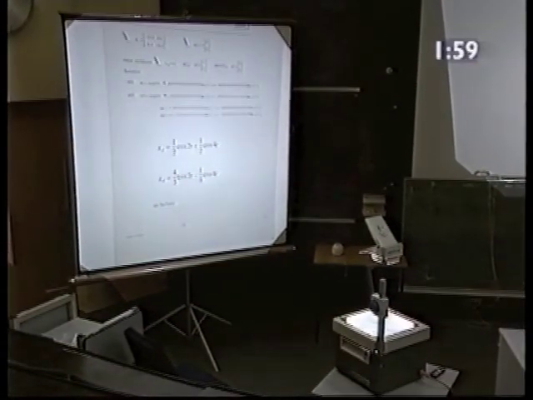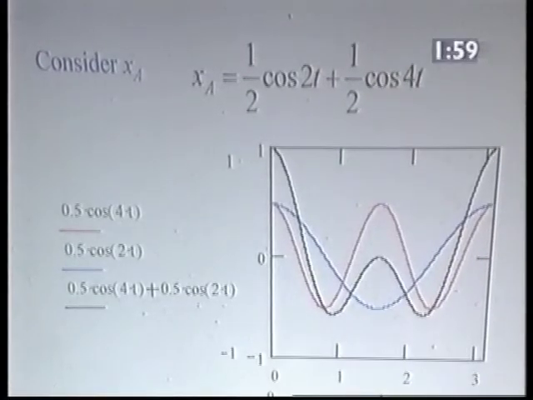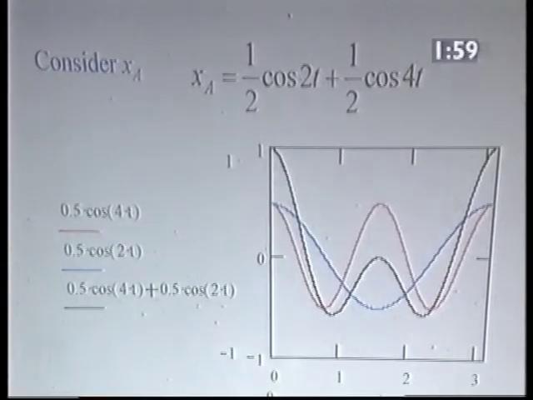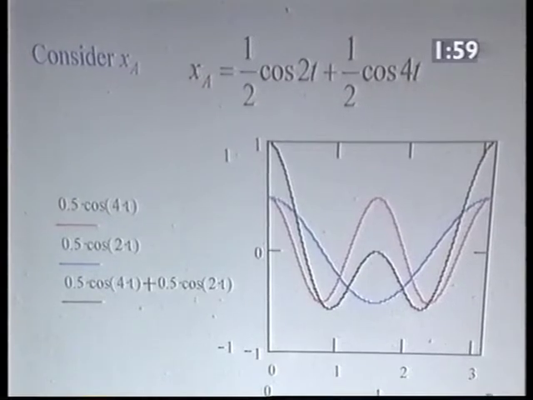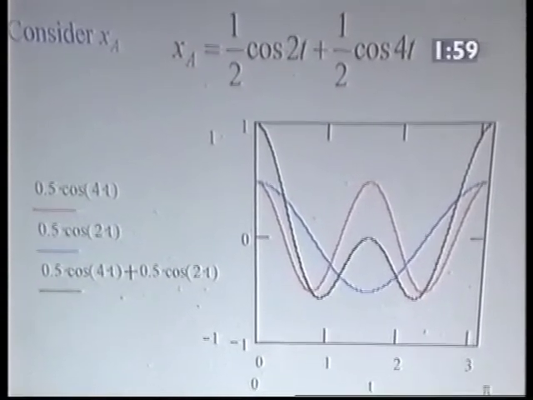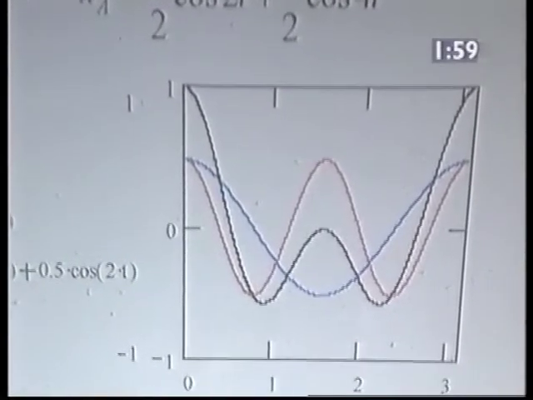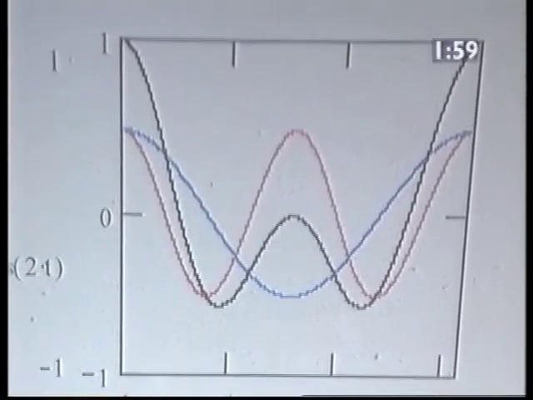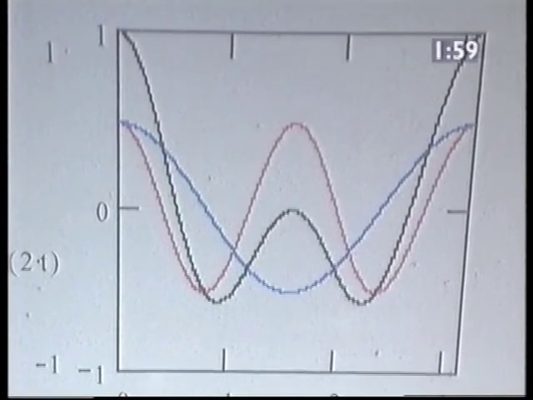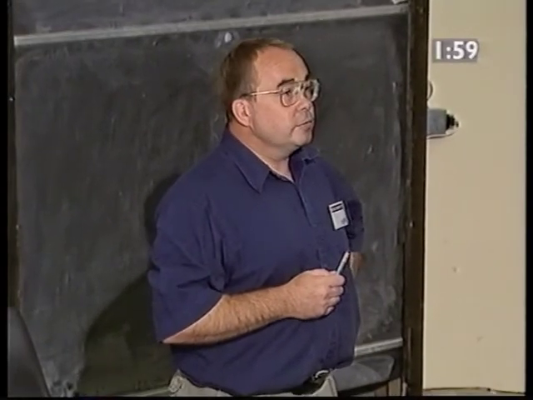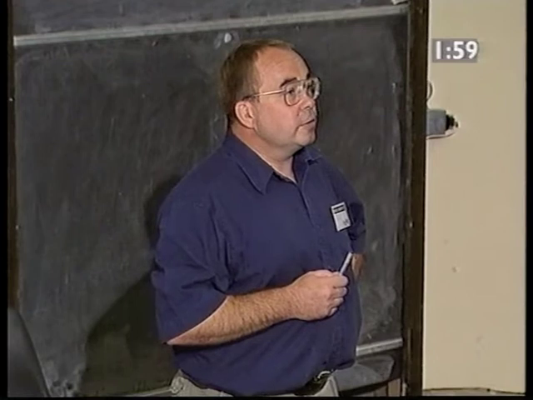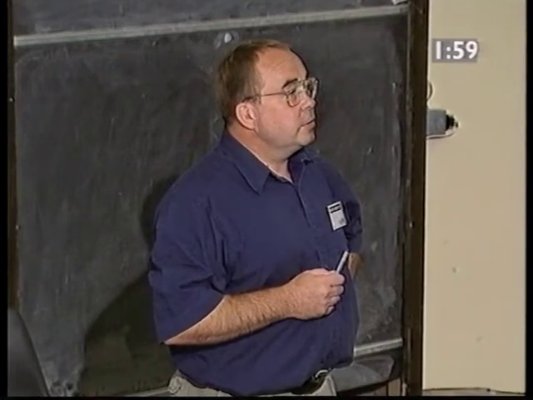Okay, so what do these solutions look like? Well, I've plotted these out using MathCAD. Let's look at the one for xa, a half cos 2t plus a half cos 4t. So the red line is a half cos 4t, the blue line is a half cos 2t, and if you add them together, the black line is the sum of the two. So what do you notice about those graphs, or anything that strikes you about the graphs? The black one in particular. What's going to happen to it? Is it periodic?